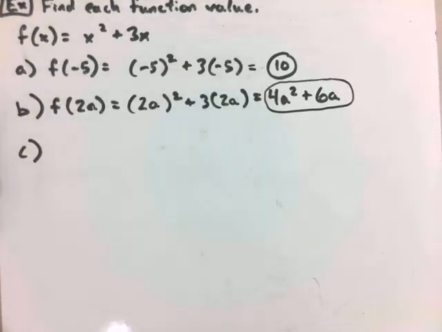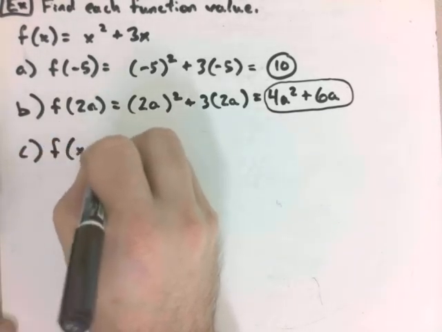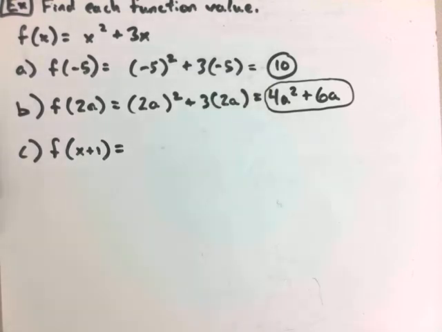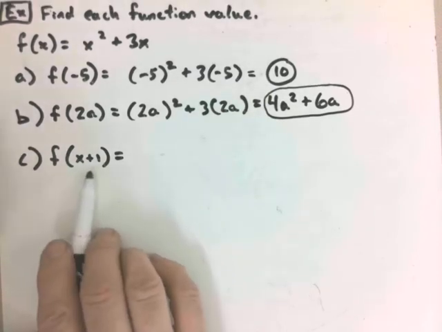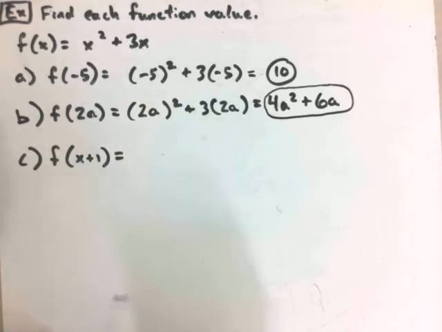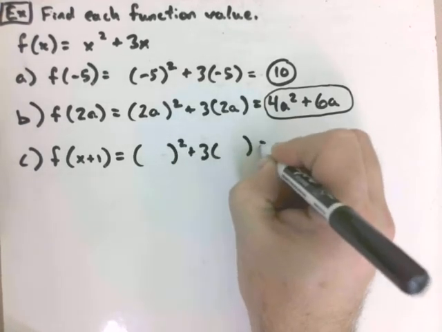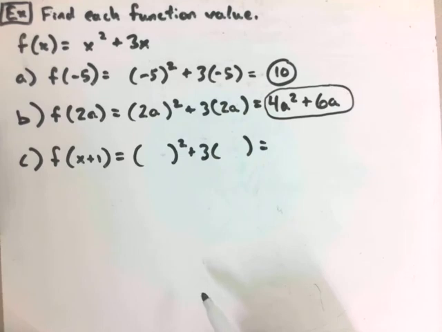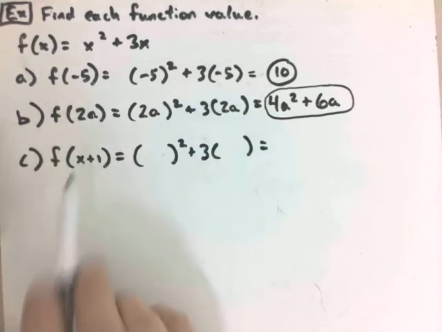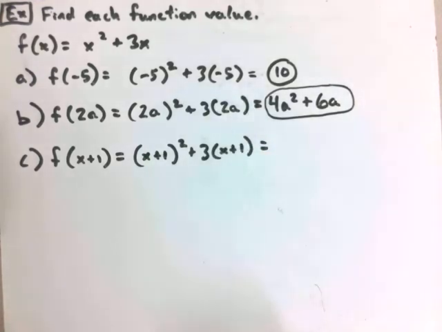For letter C, we're going to take a look at calculating f of x plus 1. So again, we're going to want to take this x plus 1 and replace all of the x's with that x plus 1. We should have parentheses squared plus 3 times parentheses for all of these, and then each time we're plugging in a different value. In this case, we're plugging in an x plus 1. We want to get rid of those parentheses and combine our like terms.